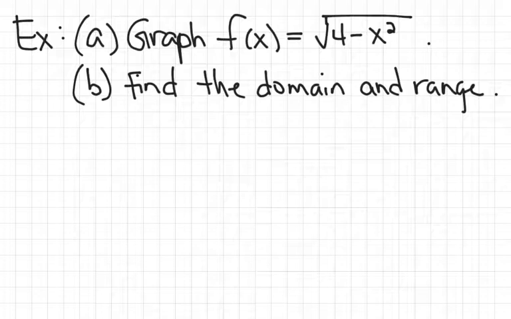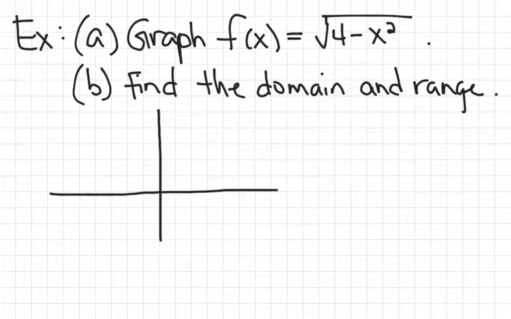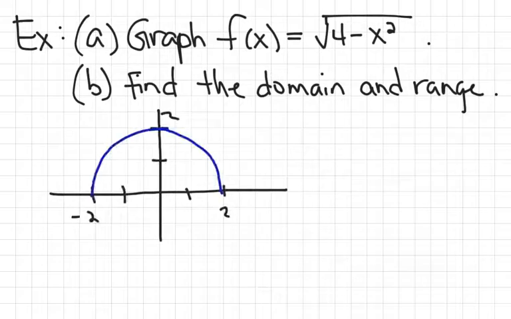Now, let's graph a function on our calculator and then attempt to find the domain and range. If you graph this function, the square root of 4 minus x squared, on your calculator, and you play with the window so that you have a nice picture on your screen, you're going to see something that looks like this. You're going to get a nice little semicircle from -2 to 2 when it goes up to +2 on the y-axis.